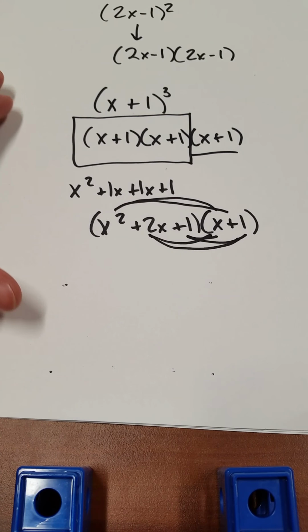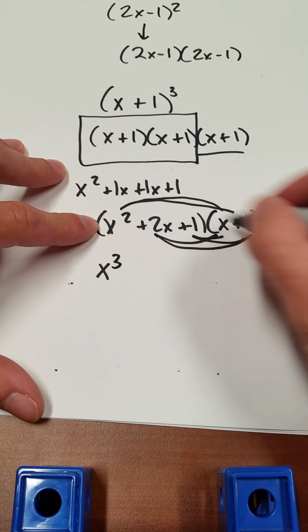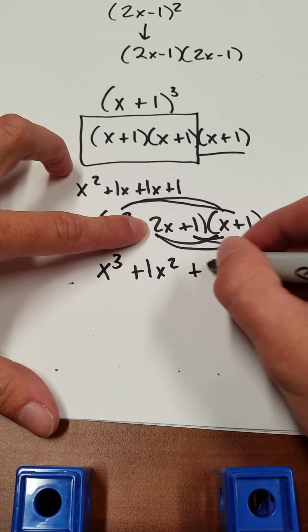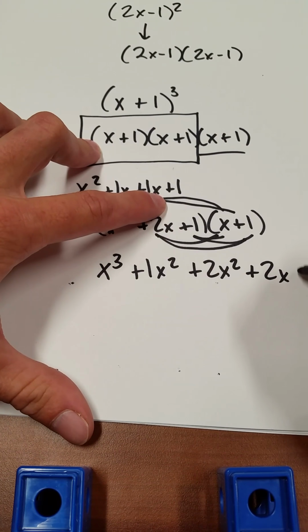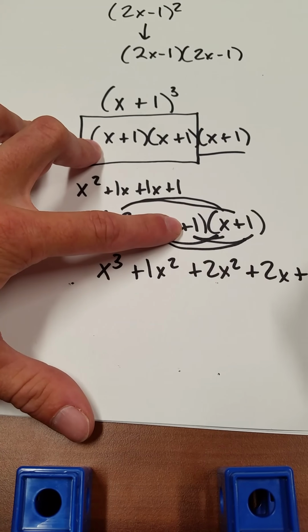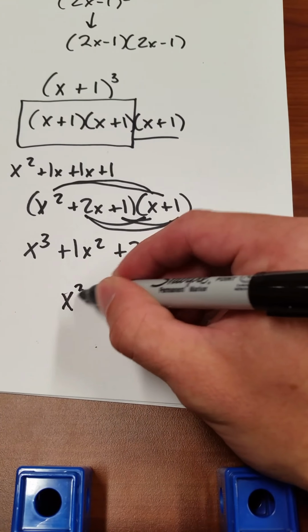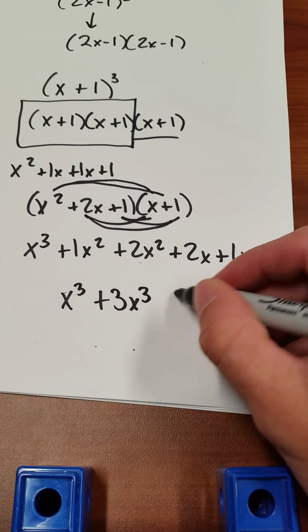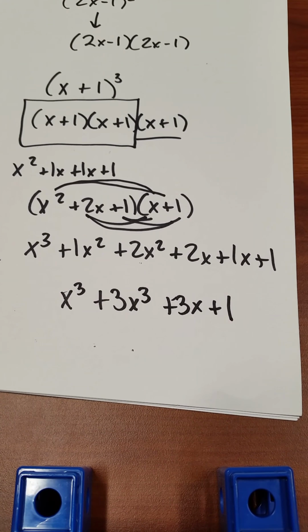Each thing. If you want to do box, that's fine. X squared times x is x cubed. X squared times 1 is 1x squared. 2x and x make 2x squared. 2x and 1 make 2x. 1 and 1x, so 1x. 1 and 1 is 1. Combine like terms. X cubed plus 3x squared plus 3x plus 1. Okay, so that's FOILing out something that is cubed.